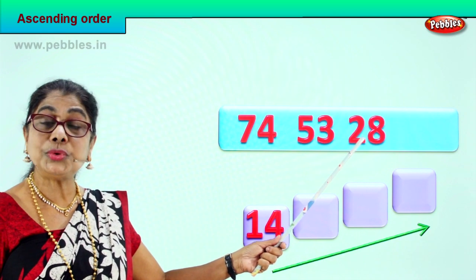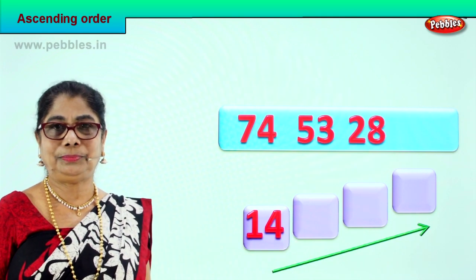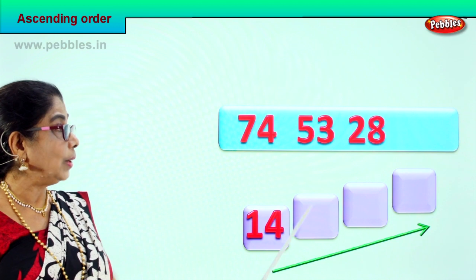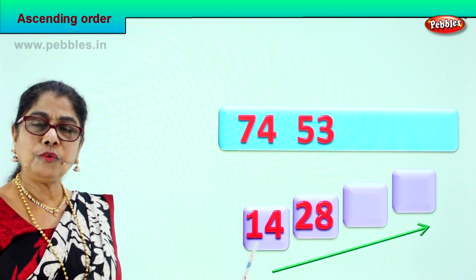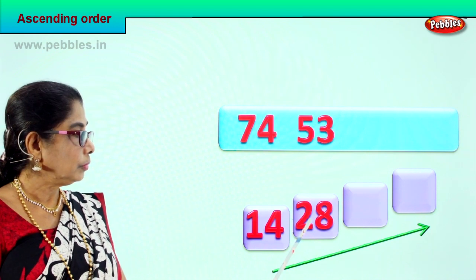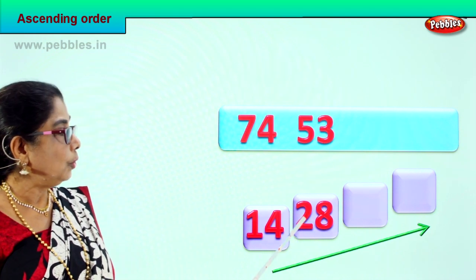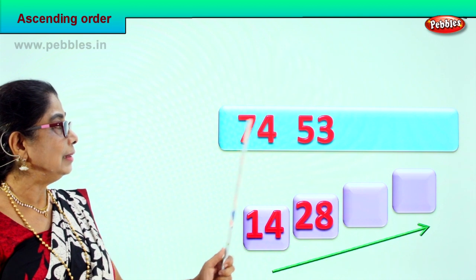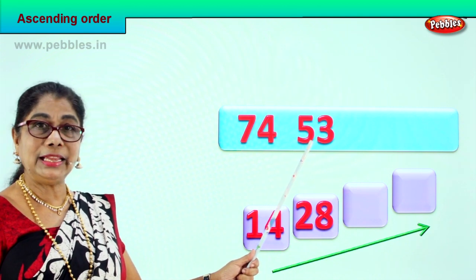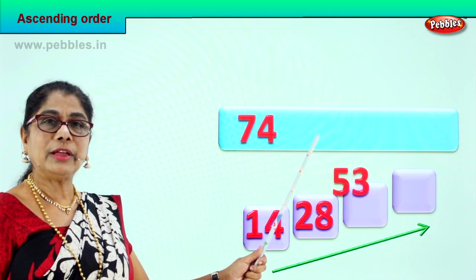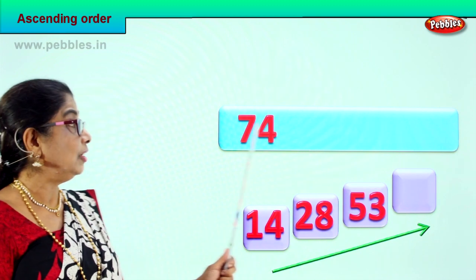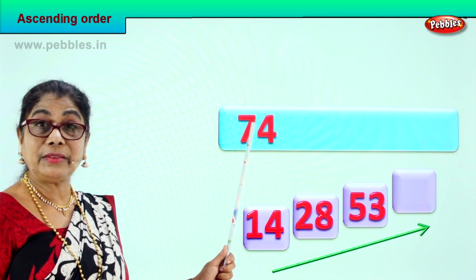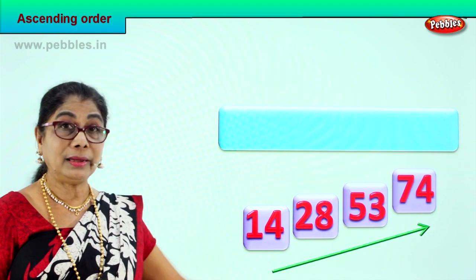Next is 2 tens, 8 ones. 2 tens, 8 ones is the next bigger number. 14, 28. Now we have 5 tens and 7 tens. Certainly 5 tens is the next one. 5 tens, 3 ones will come next. And finally you have 7 tens here. 7 tens, 4 ones will be the last number.